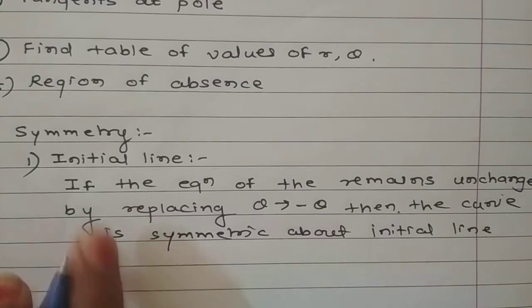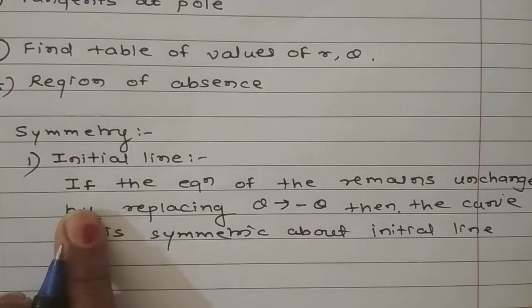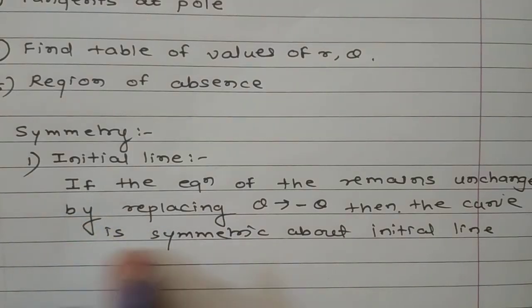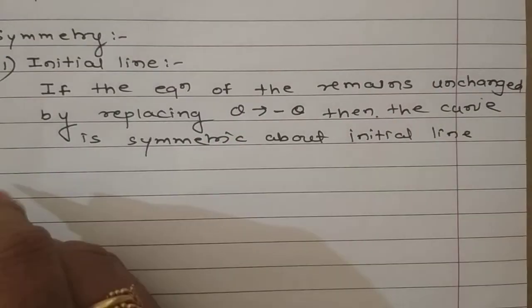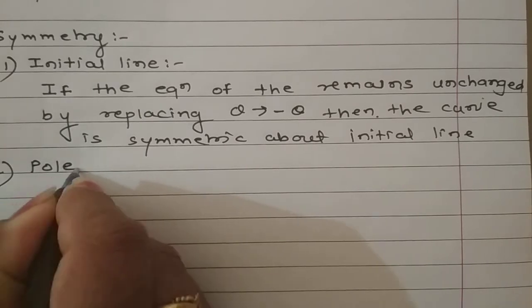First condition is symmetry number first, the initial line. We check whether our curve is symmetric about initial line or not. To check that, we replace theta by minus theta. If we replace theta by minus theta and the equation remains unchanged, then we say that our curve is symmetric about initial line. Second is symmetry about pole.